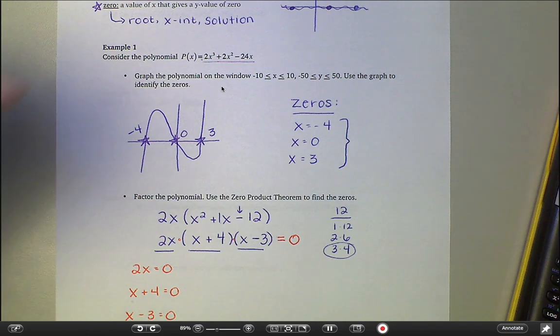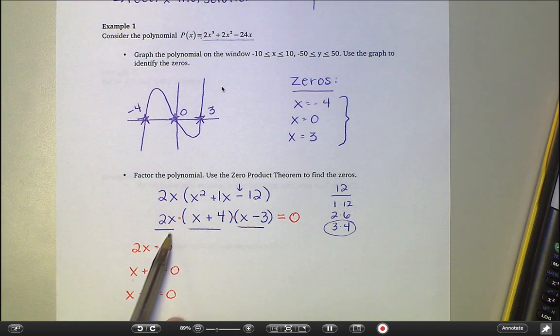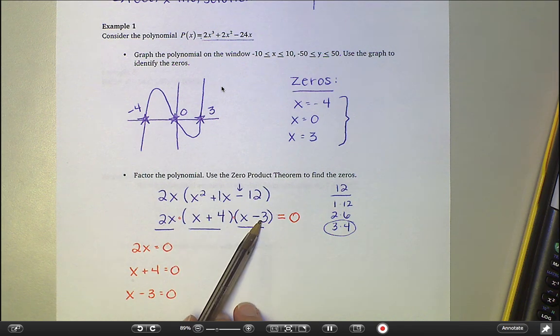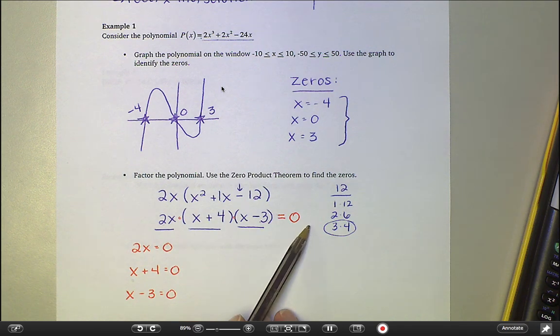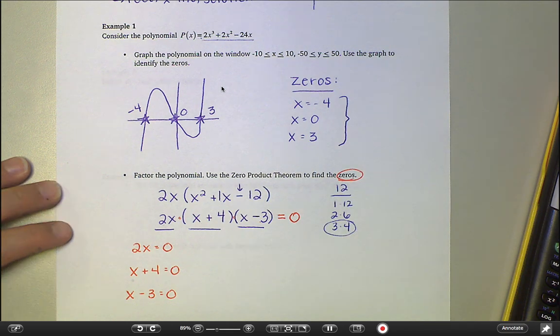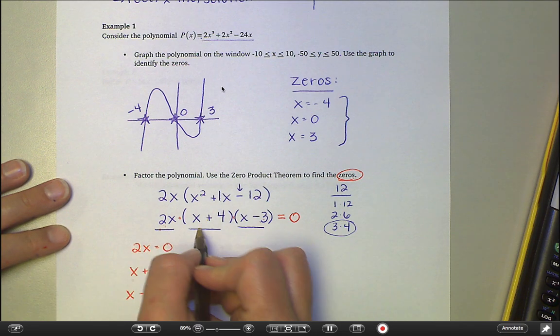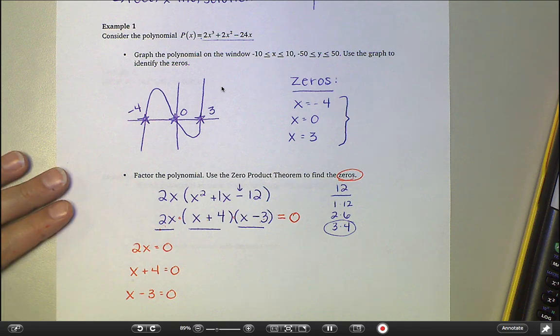So just let that sink in for a second. I wrote this thing as a multiplication problem, this times this times this, and I want it to be equal to 0. That's how I find zeros, by setting it equal to 0 and solving. So if this times this times this has to equal 0, then one of these 3 things has to be equal to 0. So these are my choices.